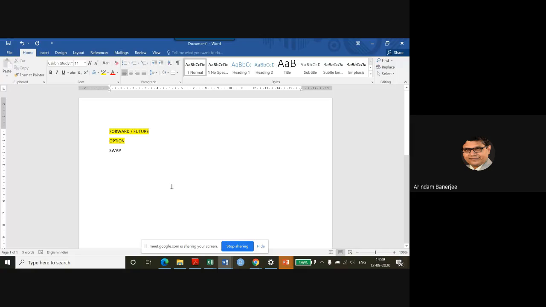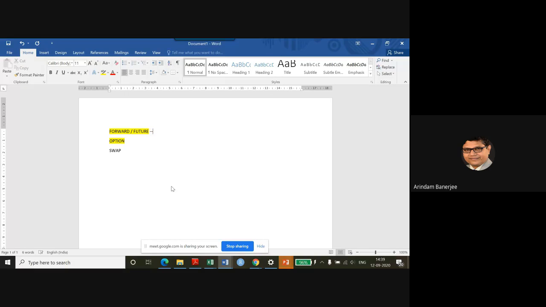So what is a forward contract? The forward contract is where between the date of entering into the contract and the execution of the contract, there is a time gap. That means the point of time of entering the contract and the time point at which it is being executed are not the same.